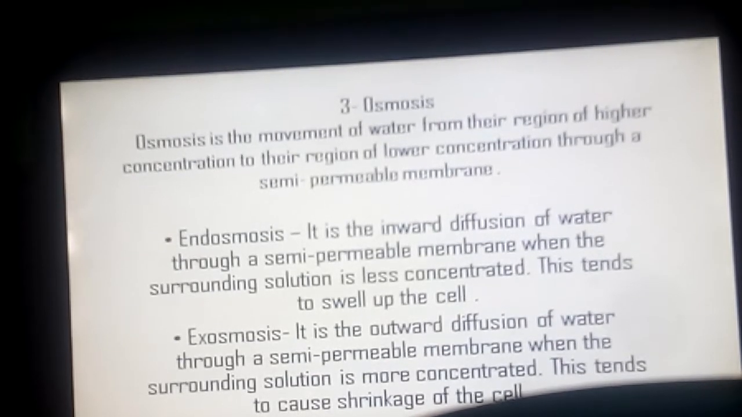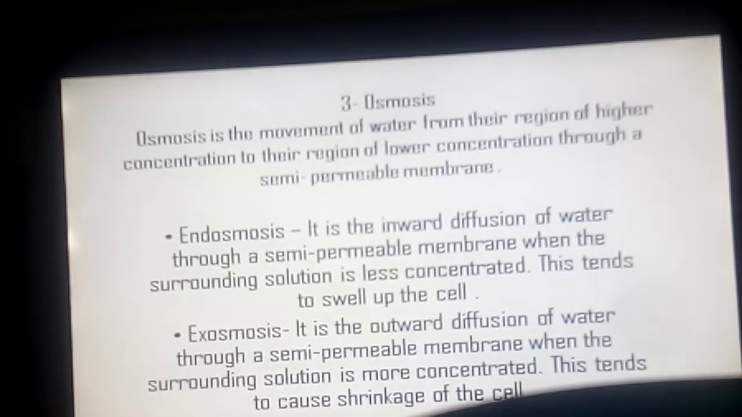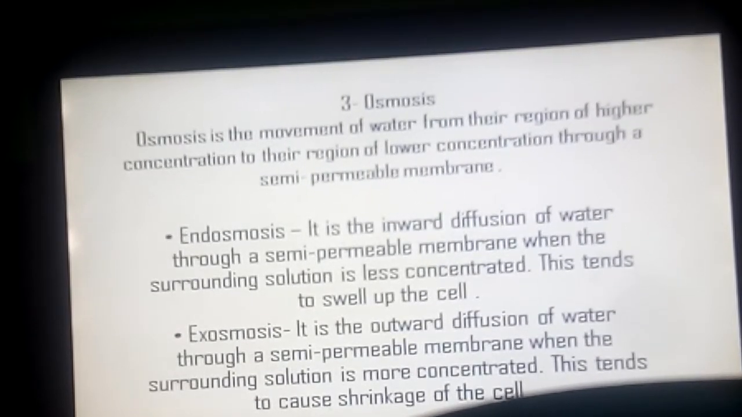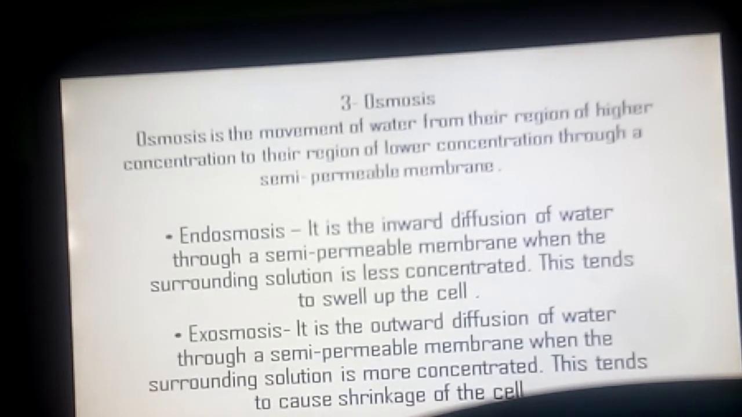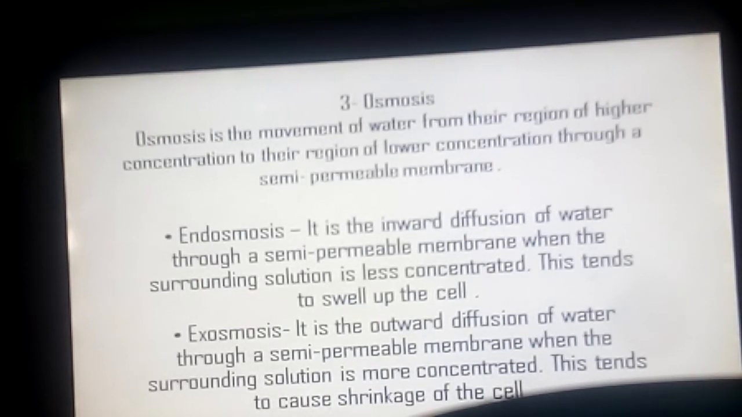With reference to a cell, the osmosis can be either inward or outward depending on the extent of concentration of the solutions surrounding it. The first one is endosmosis, which means inward, and exosmosis means outward. So endosmosis is the inward diffusion of water through a semi-permeable membrane when the surrounding solution is less concentrated. So this tends to swell up the cell. And the next, exosmosis, is the outward diffusion of water through a semi-permeable membrane when the surrounding solution is more concentrated. So this tends to cause shrinkage of the cell.